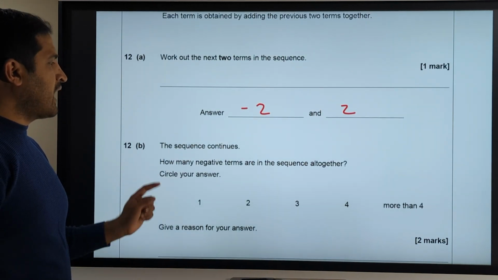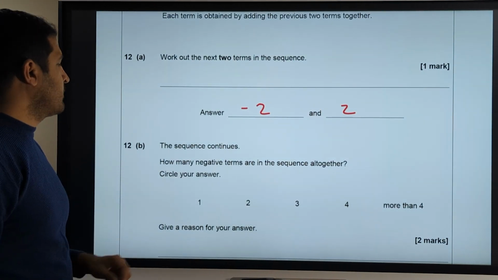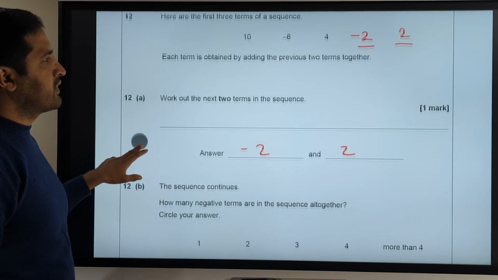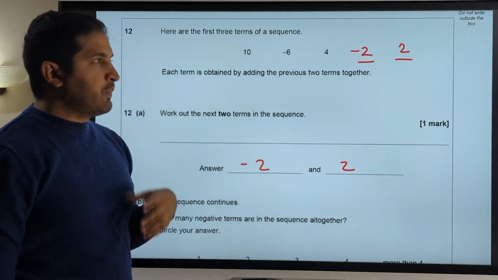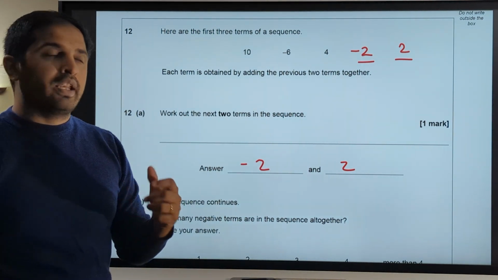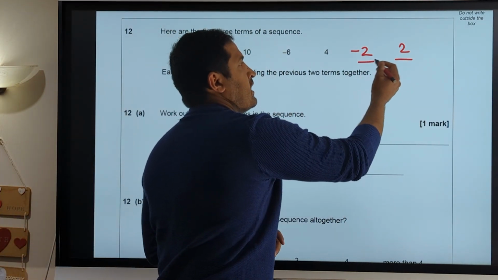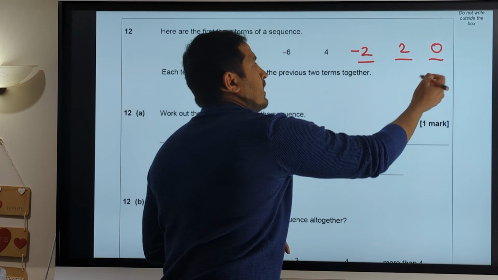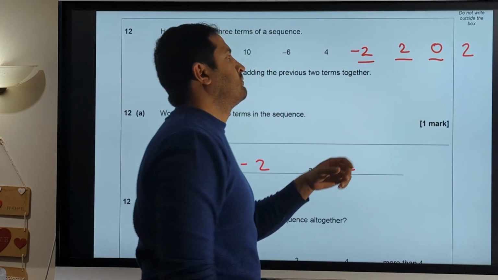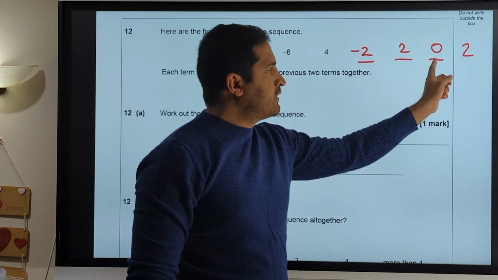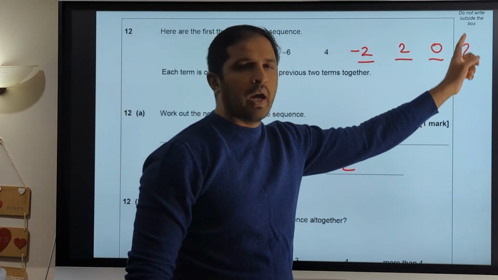The sequence is continued. How many negative terms do you get in the sequence altogether? Circle your answer. So let's look at it. What's the next term going to be? We want to make sure that we stop with the negative terms. So the next term is going to be negative 2 add 2, which is 0. Then after that, 2 add 0 is 2. 0 add 2 is 2. Then 2 add 2 is 4.